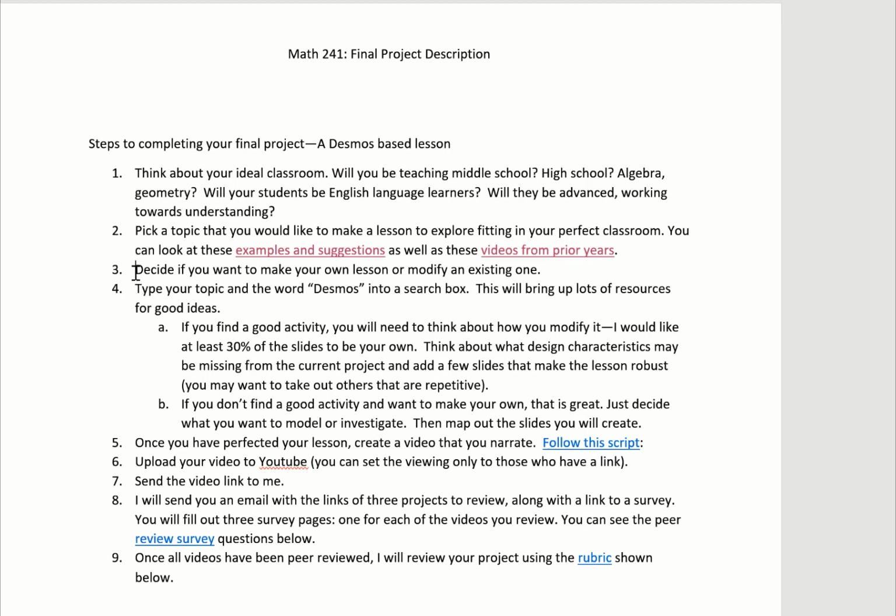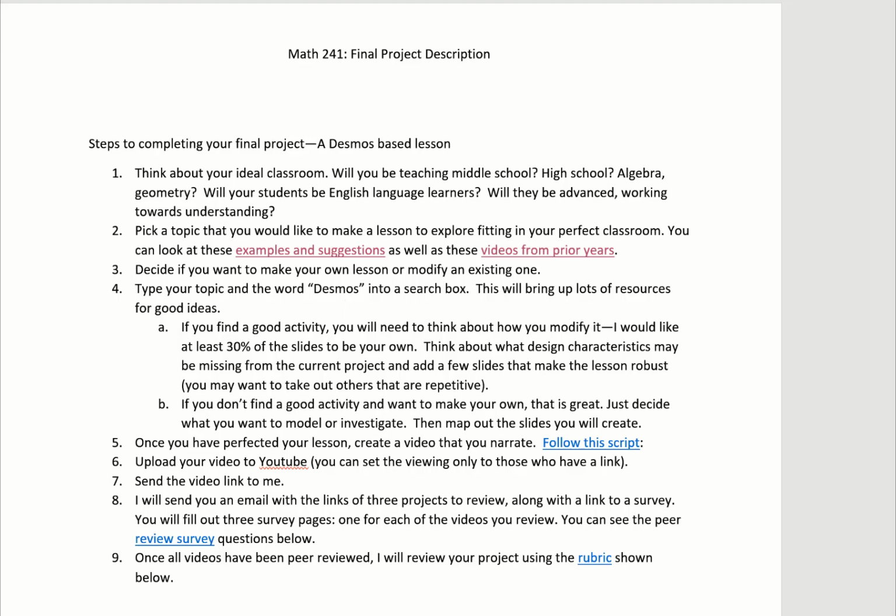Once you've got a topic, you're going to decide if you want to make a lesson on your own, or if you want to modify an existing one. One of the most valuable parts of Desmos is that there are millions and millions of examples already out there. So one way to do this is to see what's already out there, and one way to do it is to go to teacher.desmos.com. Those lessons were created by the Desmos team, and they're already excellent, but they may not be completely ready for making changes. You can definitely make some changes whenever you want to.